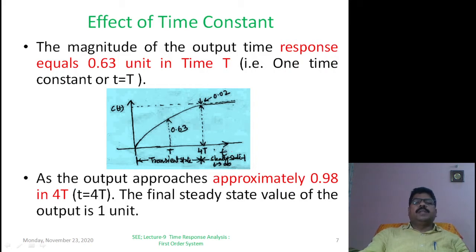So when the signal reaches 63% of the final output, the time is called the time constant, while after reaching 4 times the time constant, the system is said to have reached the steady state condition. Before that it is in a transient state, which represents that there is still variation in the system as it reaches the desired output. So you can see this is the effect of the time constant.